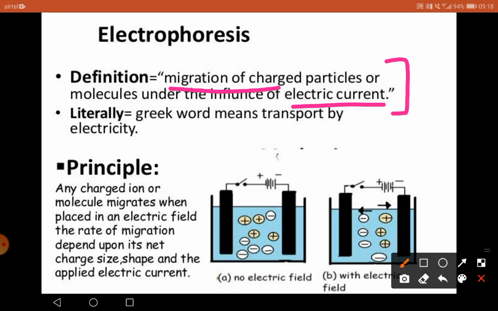Principle: any charged ion or molecule migrates when placed in an electric field. The rate of migration depends on its charge, its size, shape, and the applied electric current. So electrophoresis is widely used for the separation of charged particles. The particle should be charged, then only electrophoresis is possible. If the particles are not charged, they may not respond to the electrophoretic current.